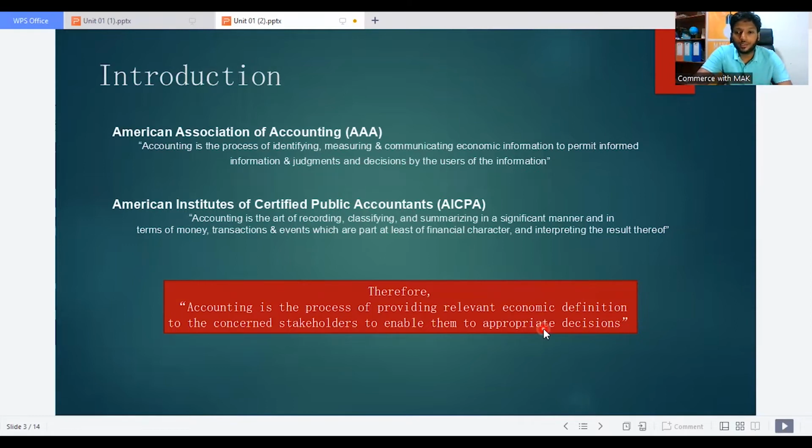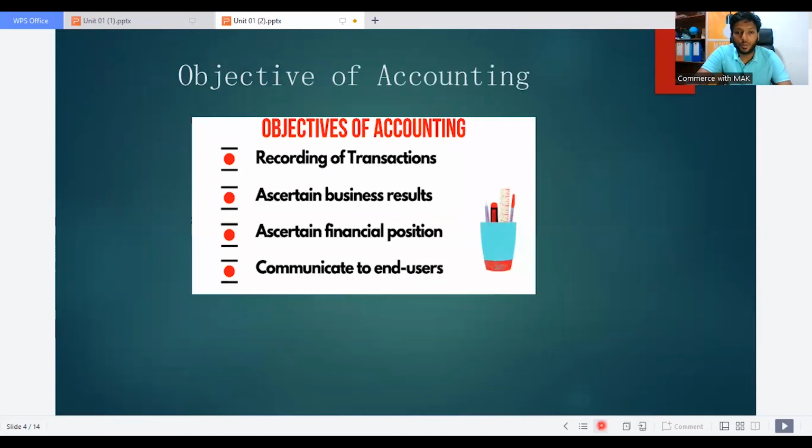So we move on to the next slide to explain better the objectives of accounting. We have a few objectives of accounting. Why do we need to do accounting? Recording of transactions, ascertain business results, ascertain financial position, communicate to end users. Now these terms might be very new for you all, but knowing the terms is very important when you're learning chapter number 1. Recording of transactions.